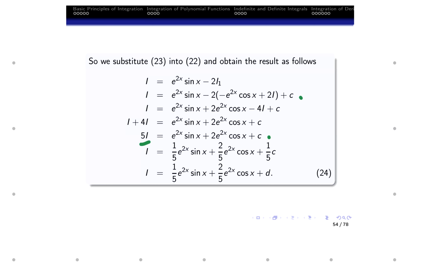So you can divide through by 5, right? So you have 1 over 5 e raised to power 2x sin x. Then there was 2 here. So you have 2 over 5 e raised to power 2x cos x and 1 over 5 of c. 1 over 5 of c is a constant still. So you can just call that d.